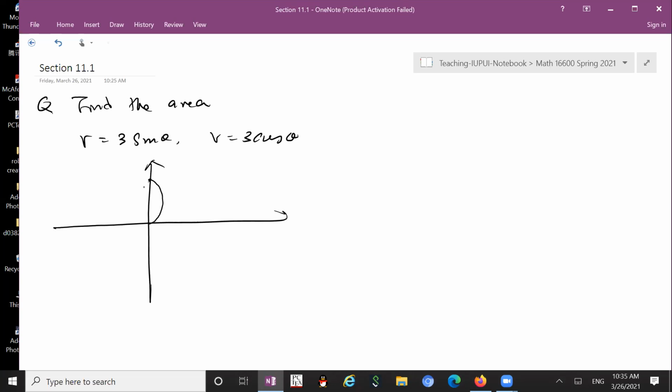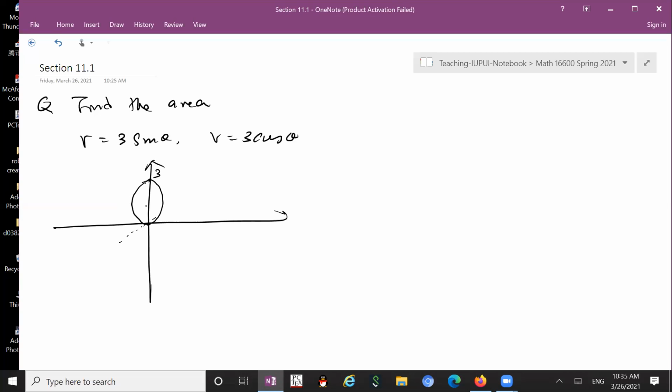And then when theta passes pi over 2, r decreases, all the way to 0. So that is one piece. Now when theta passes pi, r will be negative, so you actually draw the picture on the other side. Okay, so this is the graph.